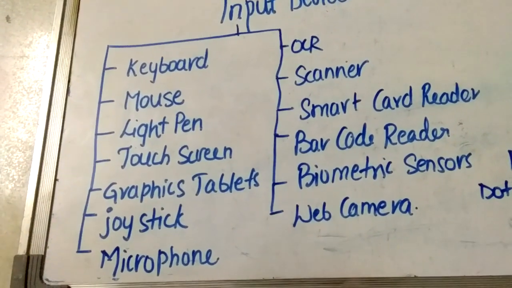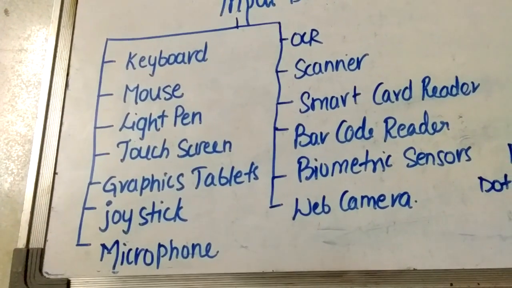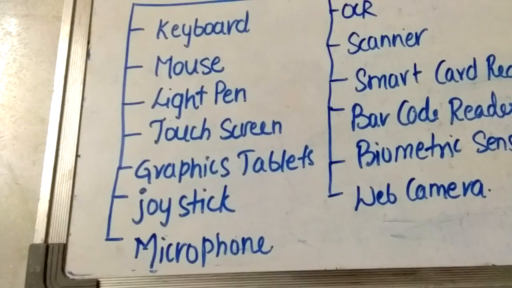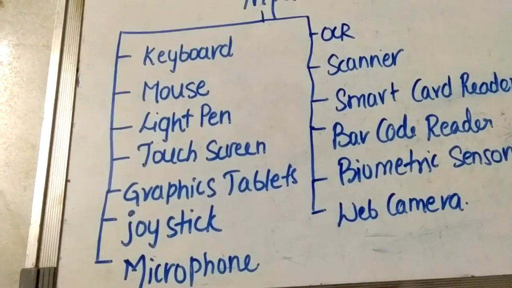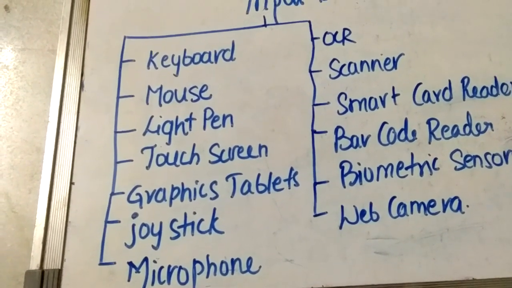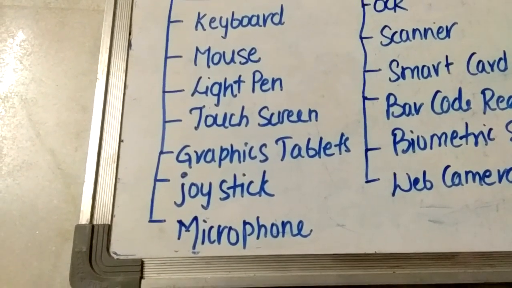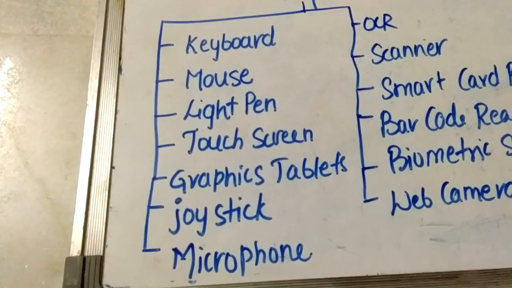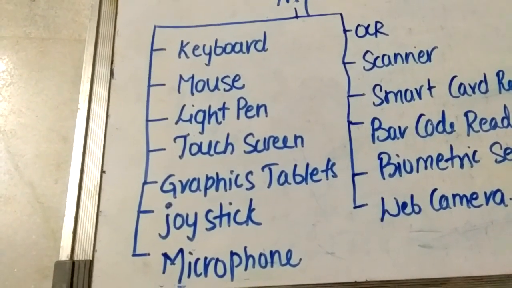Let's first concentrate on input devices. Keyboard has number keys which consist of all numbers, and direction keys which consist of all directions: up arrow, down arrow, left arrow, right arrow. Function keys consist of F1 to F12. There are a total of 12 function keys. These function keys have special tasks, and these tasks may change from program to program.